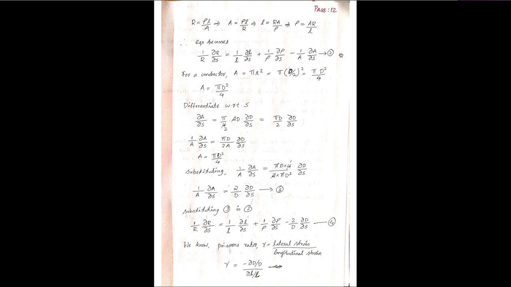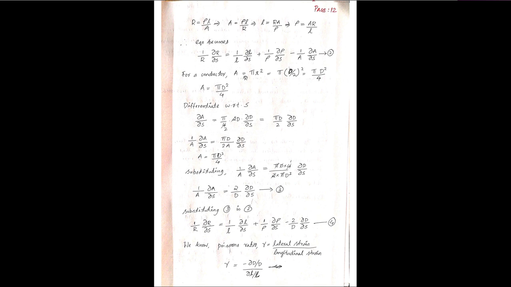The derivation is very simple, just listen carefully. Okay, so 1 by R into dou R by dou S is equal to 1 by L into dou L by dou S, plus 1 by rho into dou rho by dou S, minus 1 by A into dou A by dou S, which is equation number 2.